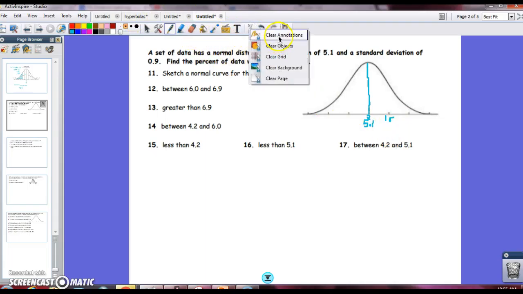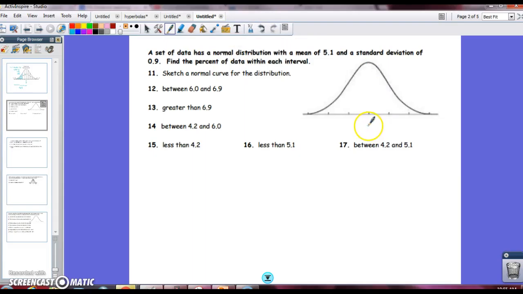Let me clear this off and start that again. So this is my x bar right here. And this was 5.1. My standard deviation is 0.9. So this would be at 6.0. 2 standard deviations above my mean would be 6.9. 3 standard deviations above my mean, if I added 0.9 again, that would put me at 7.8.